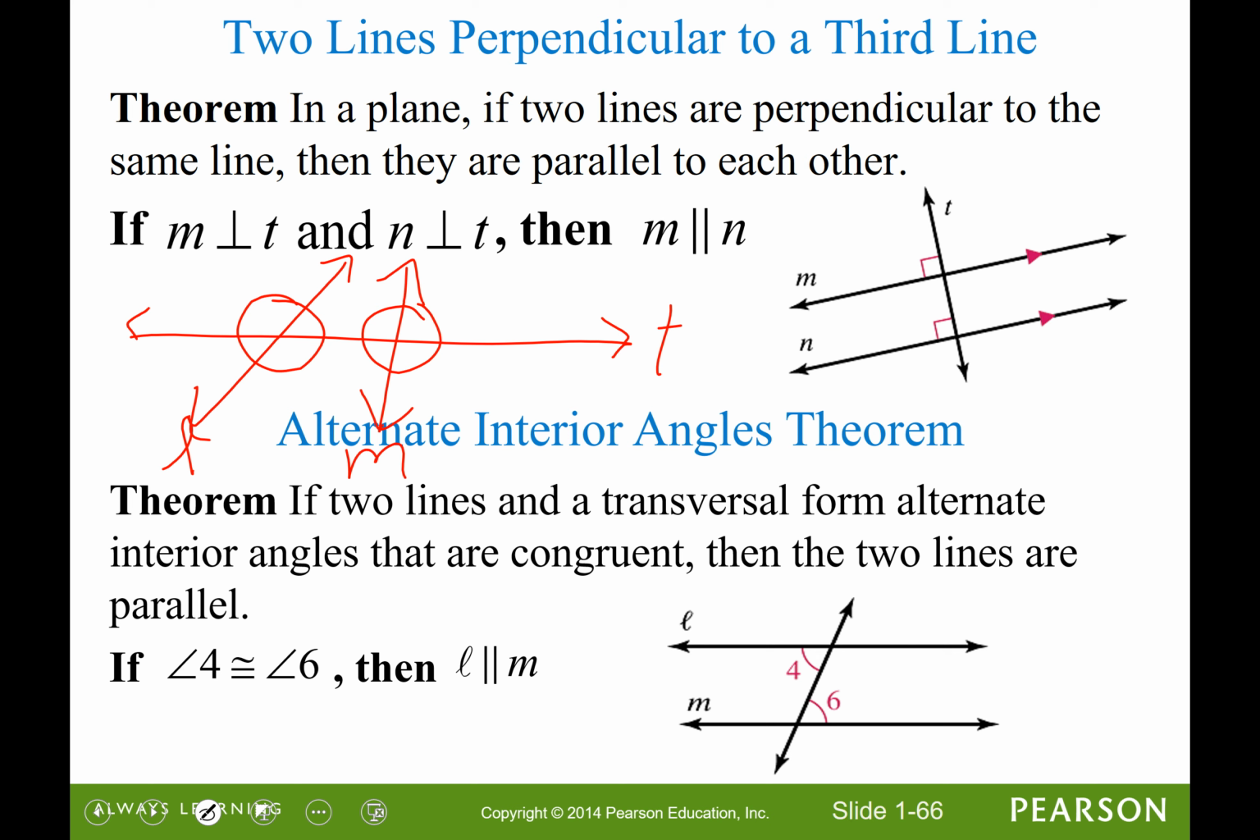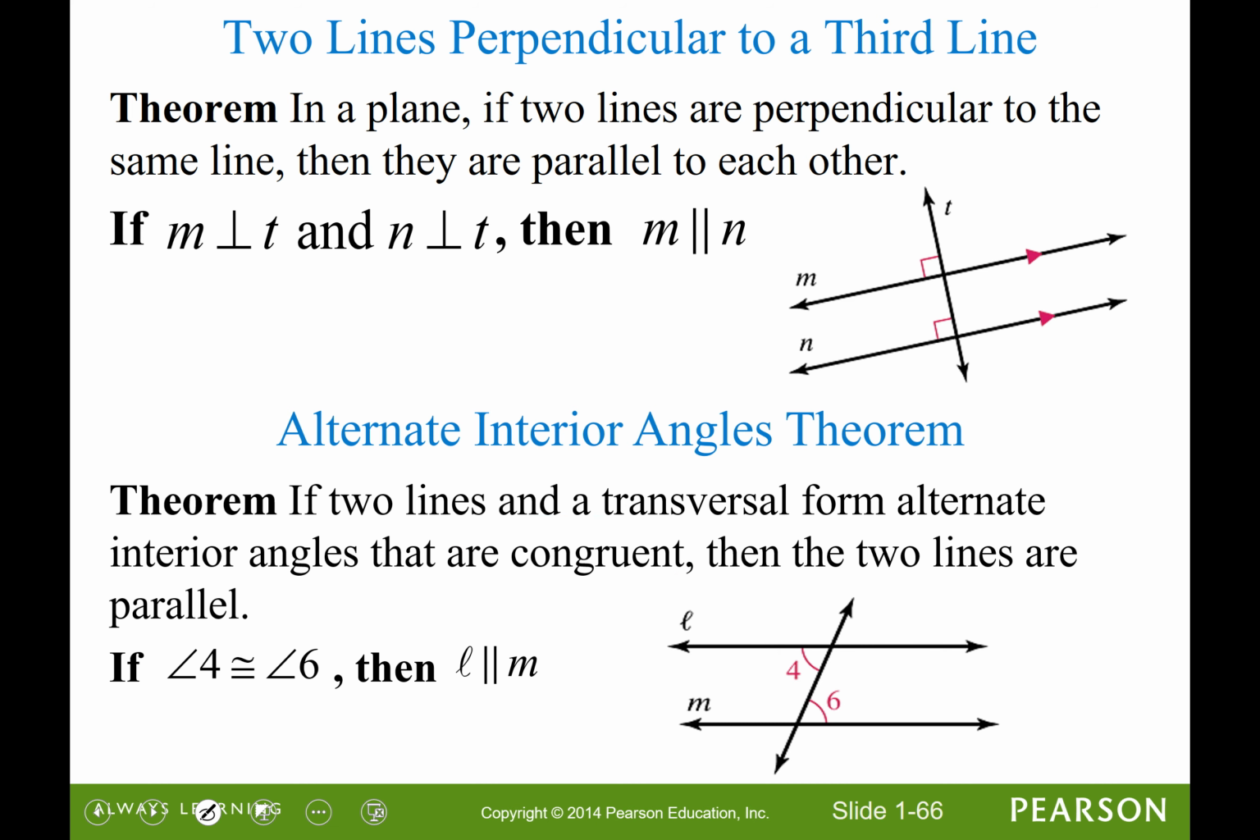However, this theorem says that if you find two alternate interior angles and those angles are congruent, okay, so let's go to this figure. Angle 4 and angle 6 are alternate interior angles. If those two angles have the same measure, have equal measure, so if they are congruent, then the two lines L and M are parallel lines. And that would allow us to add an arrow here and an arrow here.